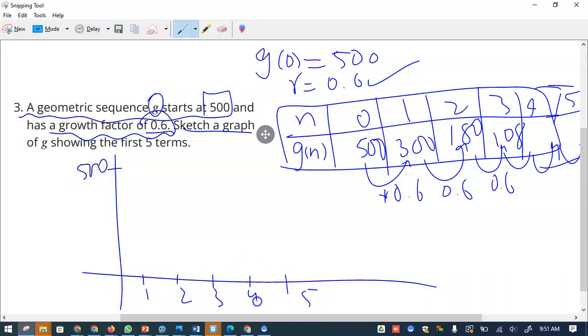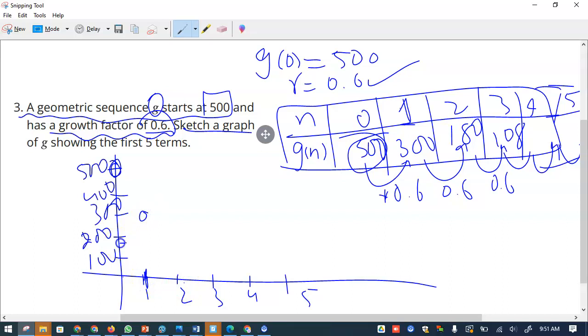1, 2, 3, 4, 5. So we start with 500. So 0 is here. That's the first one. Then this is 1. 1 is 300. So if this is 1, 100, 200, 300, 400. So we can do approximately 1 is 300.